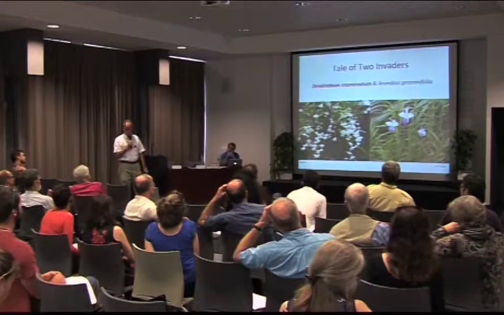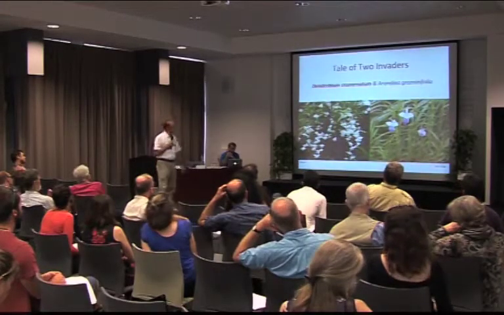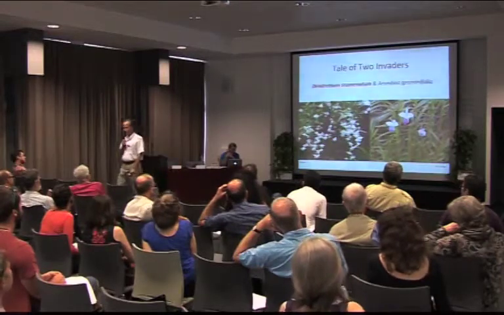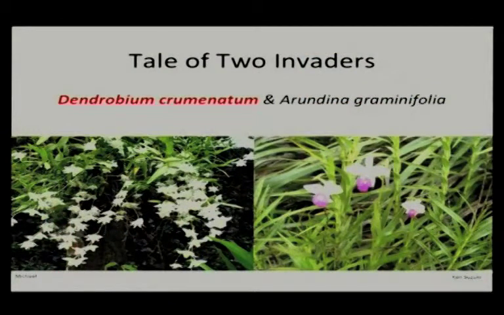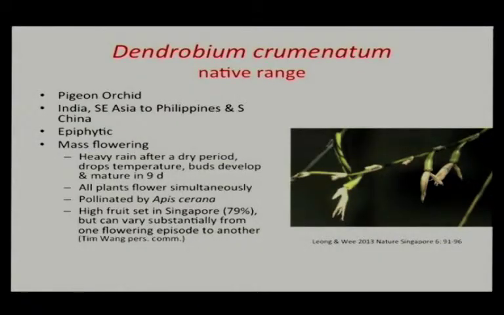Now we're going to get to, actually there's not much science in this, the tale of two species. In fact, I guess we've heard these two species mentioned a number of times: Dendrobium crumenatum and Arundina graminifolia. And we'll start with our dear Dendrobium, which is known as the pigeon orchid. It is native from India east to the Philippines and to South China. It is an epiphytic species, and its biology is just wonderful.